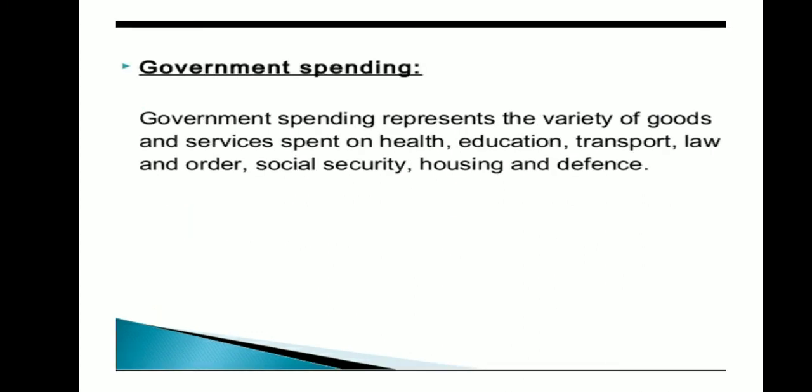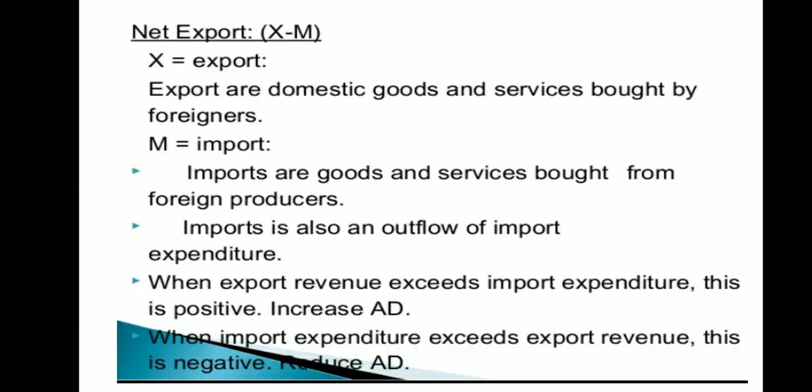Now, what is government spending? It is the total expenditure incurred by the government on the purchase of goods and services. Government spending represents a variety of goods and services spent on health, education, transport, law and order, social security, housing and defense. We are consuming, and in the same way the government is also consuming, and as a result the expenditure is incurred.